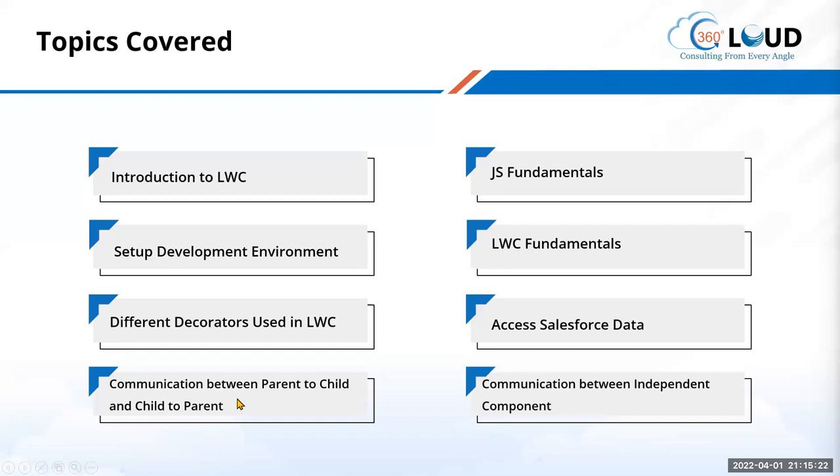And if there are two components that are linked to each other, we are going to study how to communicate from parent to child and child to parent, and also between independent components, how to pass parameters, and how to pass data from one component to another, whether it is parent to child, or child to parent. So we will cover these things.